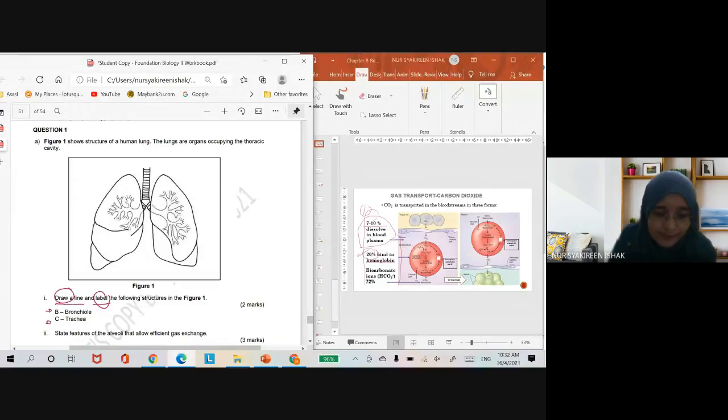So mana bronchiole? So bronchiole kat sini kan, yang branch ni kan. So awak ambil pembaris, yang ni saya tak ada pembaris. So ambil pembaris, just draw it. Okay, draw a line and label B for bronchiole. Okay, and then trachea, just draw a line, C for trachea. Okay, macam tu je. Kan, just for you to locate. Tapi kalau macam contohnya awak buat macam mana?